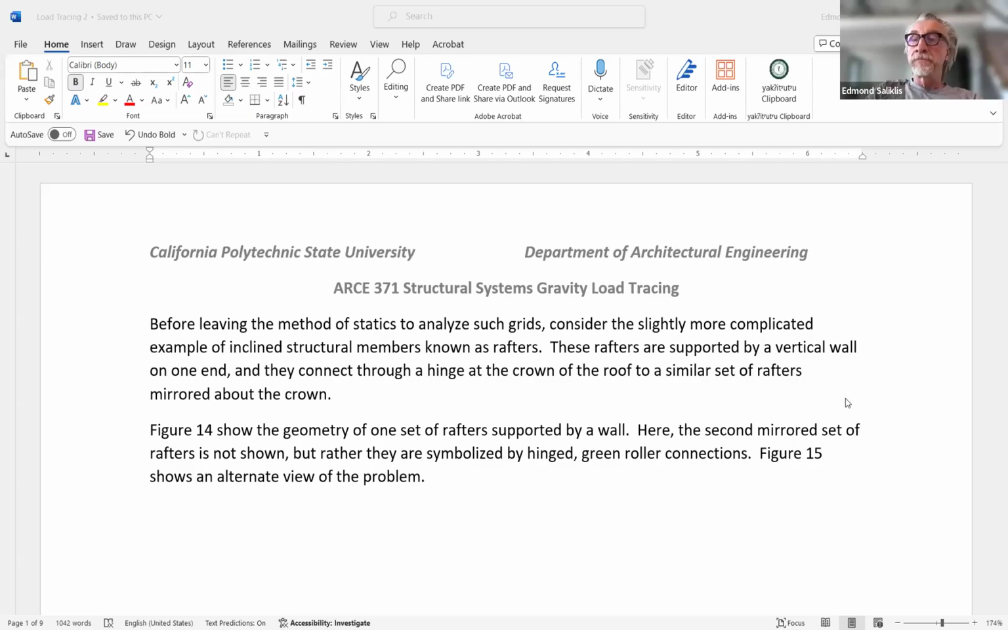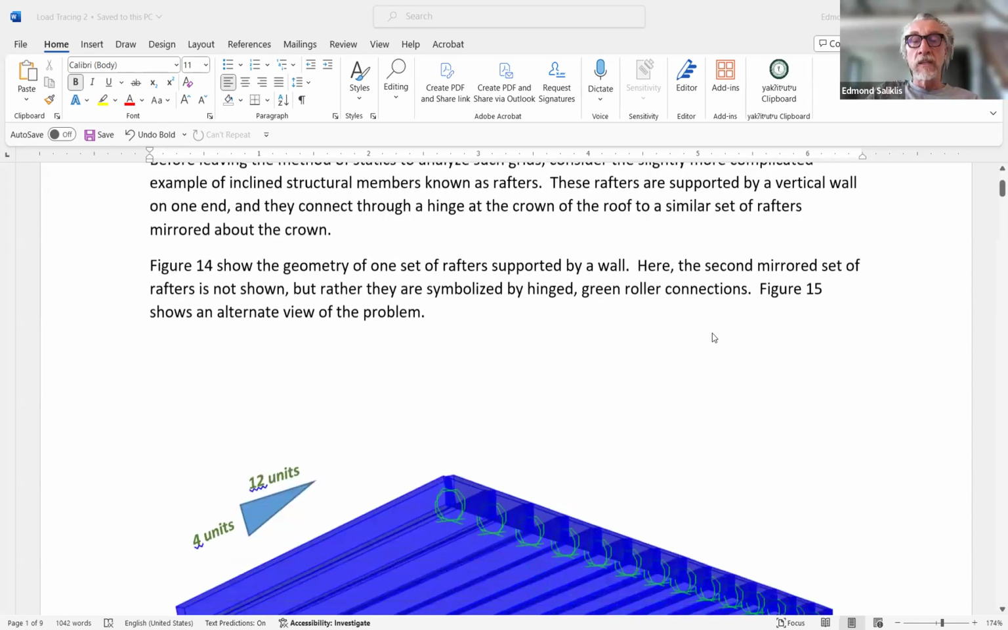Hello everyone, welcome. I will present an alternate version of the load tracing that we have done, the so-called grid of beams that are loaded by only gravity load. However, the difference is that now we will look at loads that are applied to beams or rafters that are inclined.